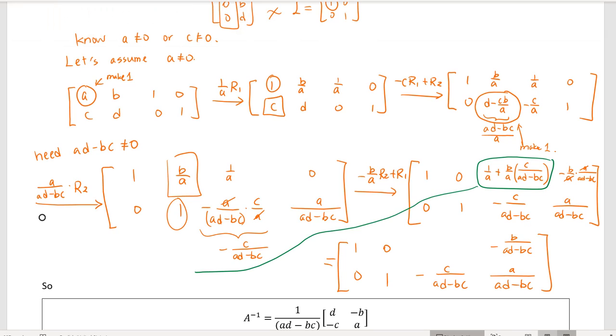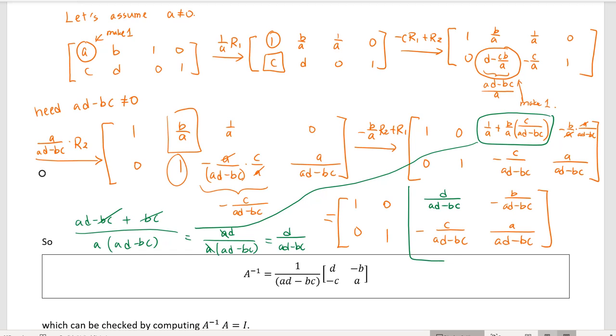So let's see. We have the common denominator AD minus BC. The first fraction we multiply by AD minus BC. Next one we have BC. Oh, you see BC cancel, and then we have AD over A times AD minus BC. Do you see A cancel? We just get D over AD minus BC. So this is D over AD minus BC.